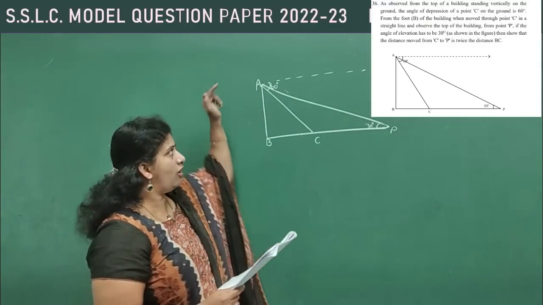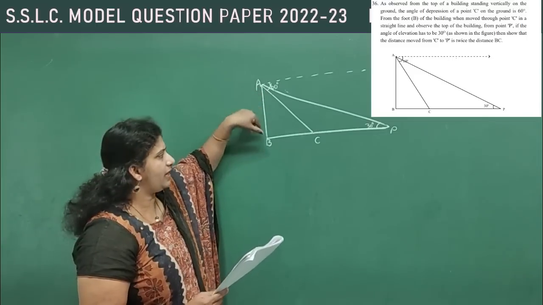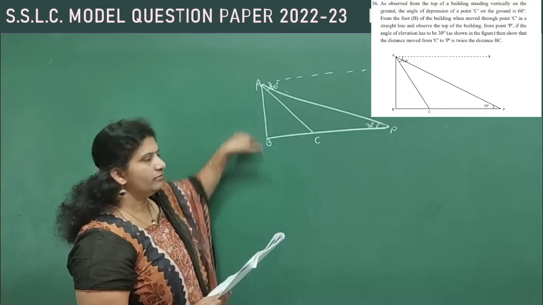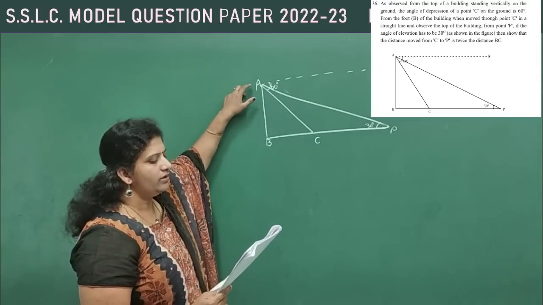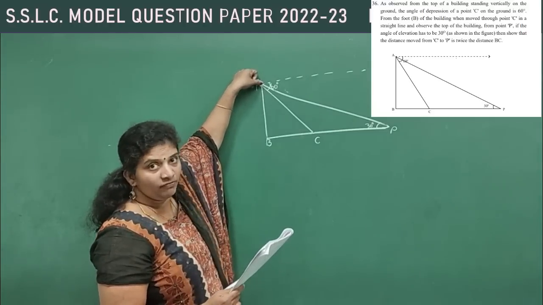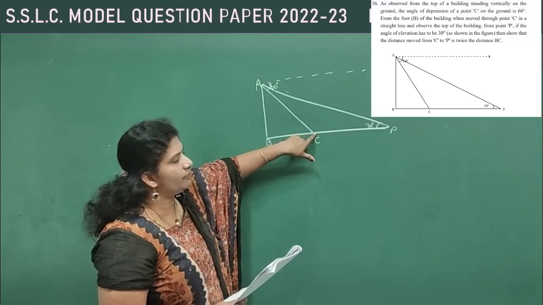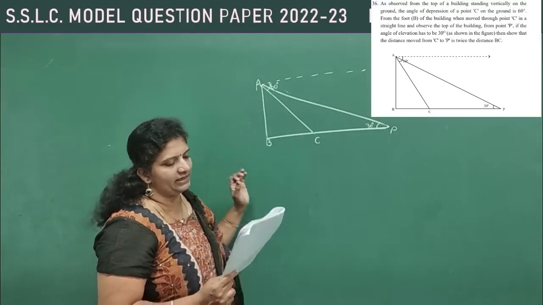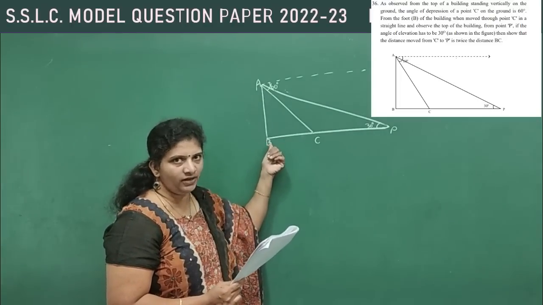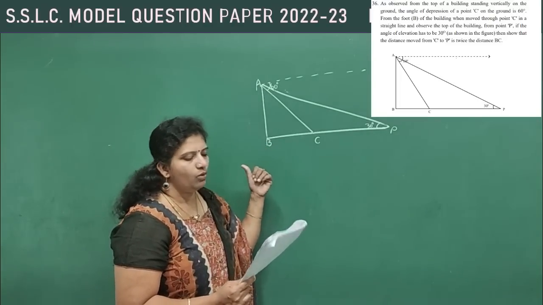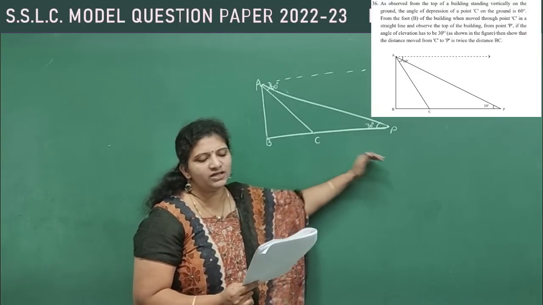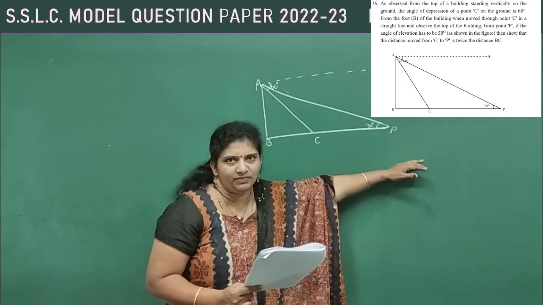As observed from the top of a building. Can you see? AB is a building, standing vertically on the ground. The angle of depression of a point C from the top of the building is 60°. From the foot B of the building, when moved through point C in a straight line, observe the top of the building from point P.